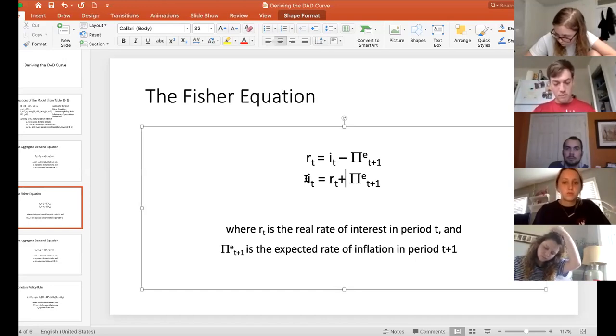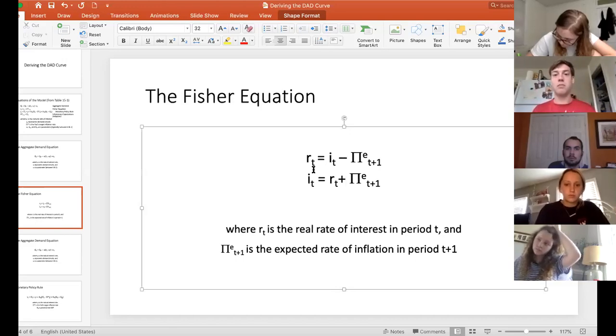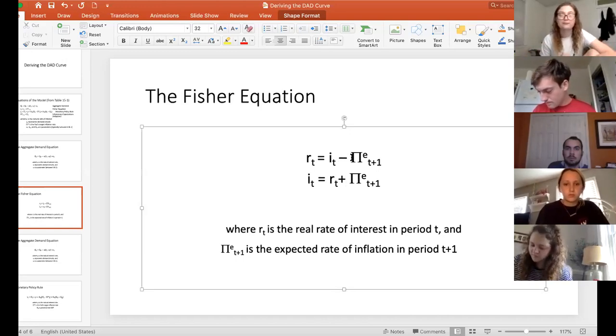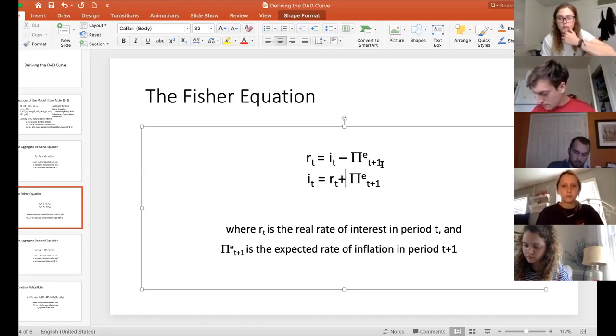Okay. Any questions about that? So basically, to summarize, economic decisions are made based on the real interest rate. The real interest rate is the nominal rate with the effects of inflation subtracted off of that. Before the fact, you use your best guess of what inflation is going to be. That's pi e t plus 1. In this case, after the fact, looking back, you would use the actual inflation that occurred.